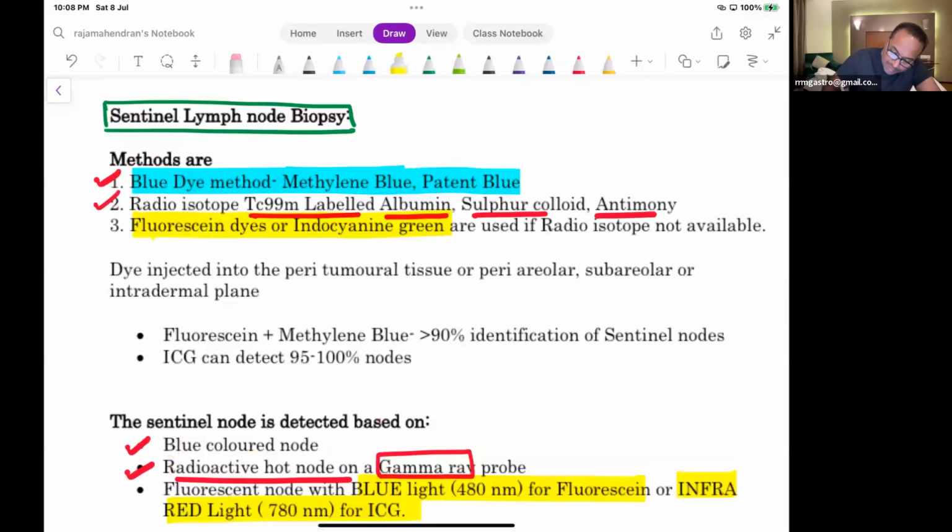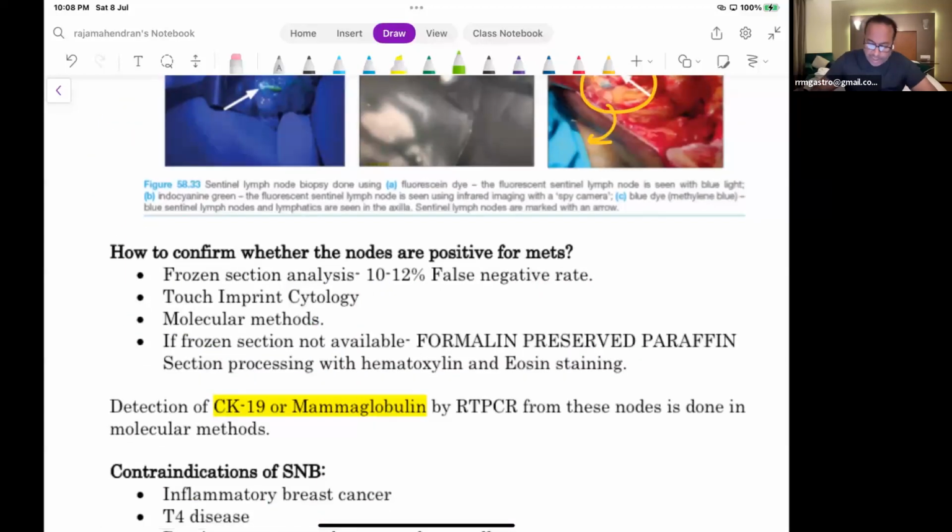Frozen section with methylene blue is 90% sensitive. Mixing fluorescein with methylene blue gives 90% identification. ICG can detect 95 to 100% of nodes. So ICG is found to be more sensitive as per this chapter in Bailey. Whatever you do, you take the node and test it by frozen section. Frozen section is one method. Another method is touch imprint cytology. Another is the molecular method. So in these three methods we can find the result immediately: touch imprint cytology, molecular method, and frozen section analysis.